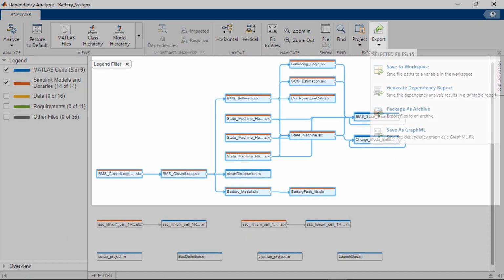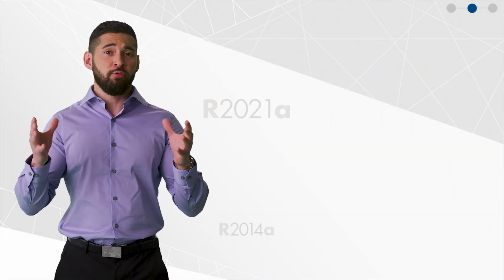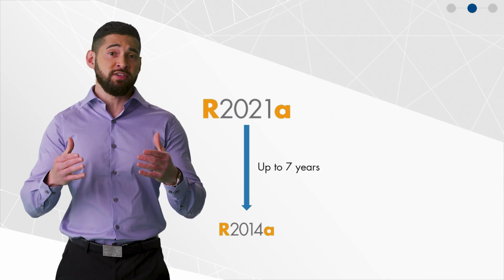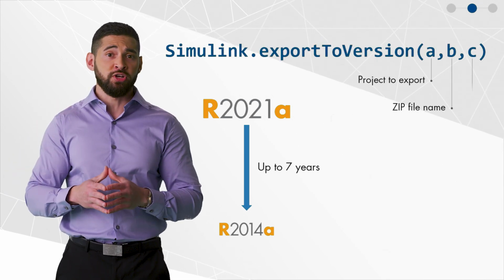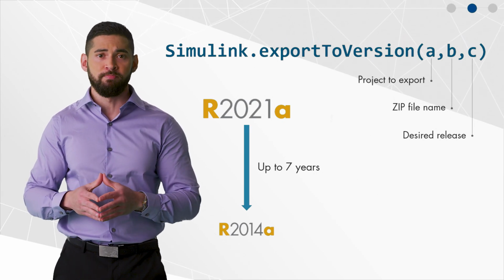Projects also simplify the process of sharing your work. You can generate reports and create a separate project from the dependency graph when you want to share the details of a subset of your design. You can even collaborate with colleagues using older Simulink releases because you can now export an entire project and all its files to a previous release with just one function.